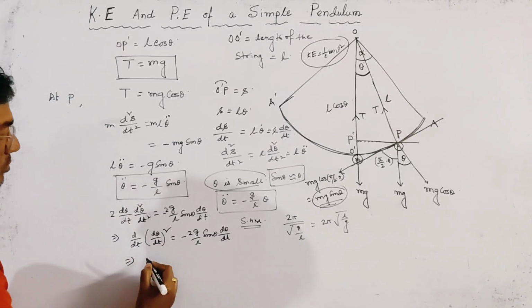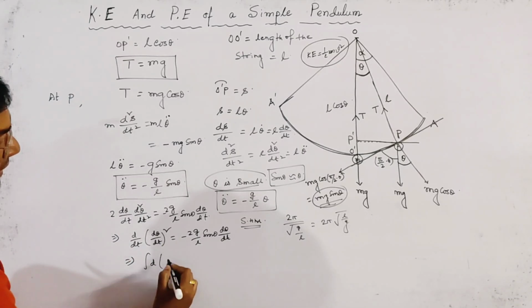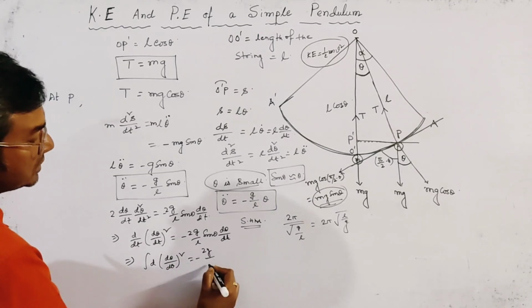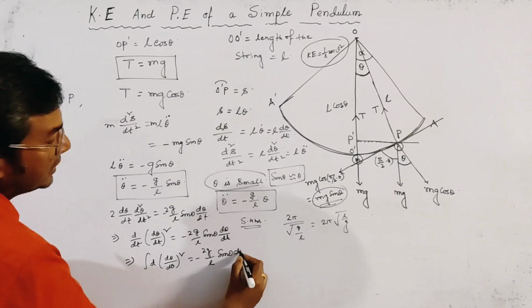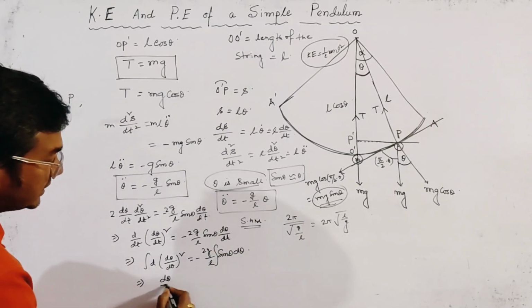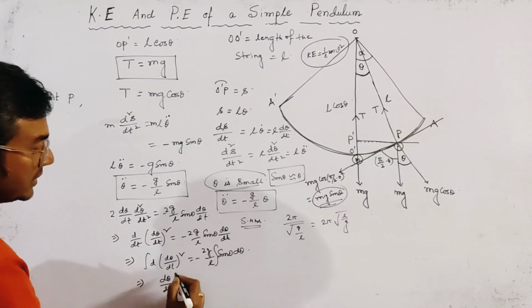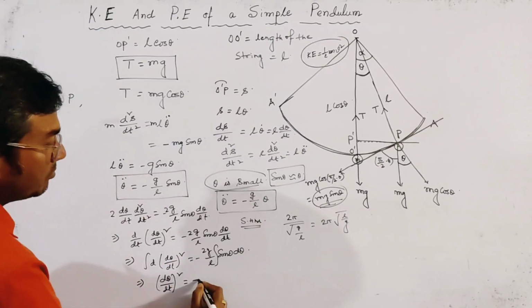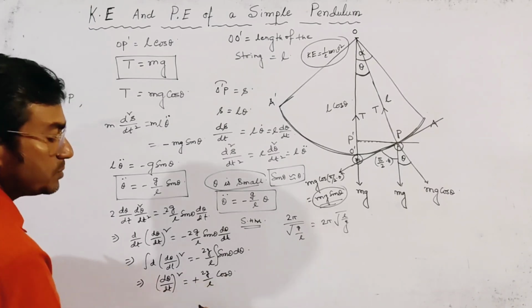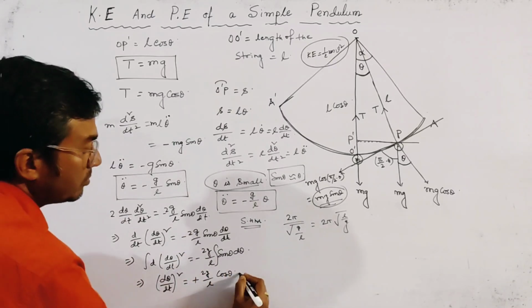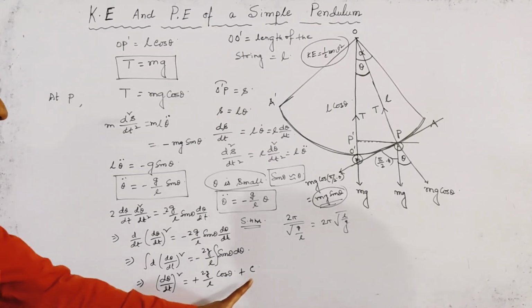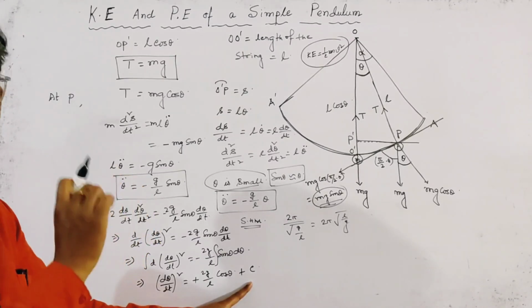Now from integrating we get (d theta dt) whole square is equal to minus 2 g by L into sin theta d theta. Integrating, we get (d theta dt) whole square is given by minus 2 g by L into cos theta. This is plus because the integration is minus cos theta, plus another constant c. Okay, so we have to find the integrating constant by using appropriate initial condition.